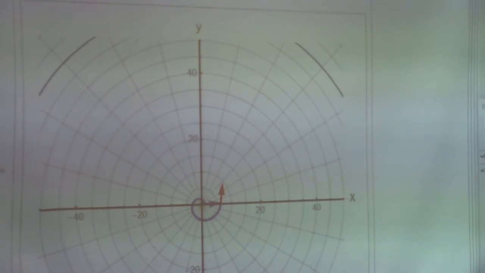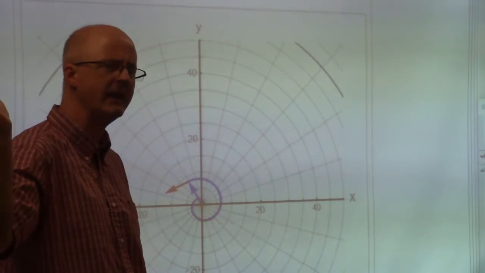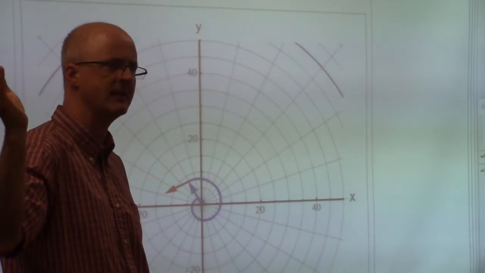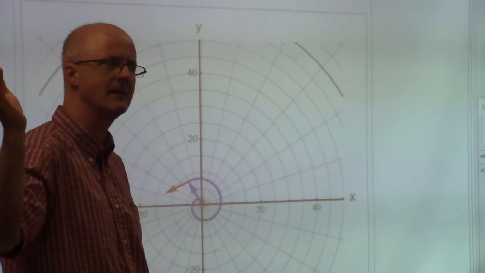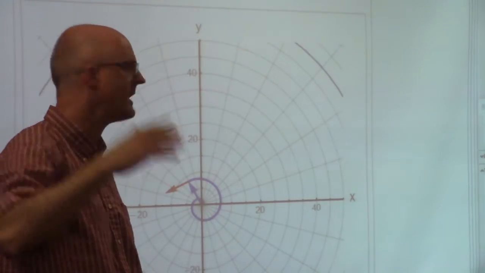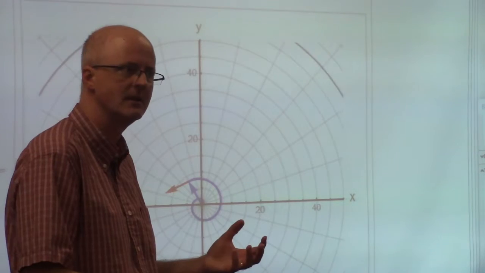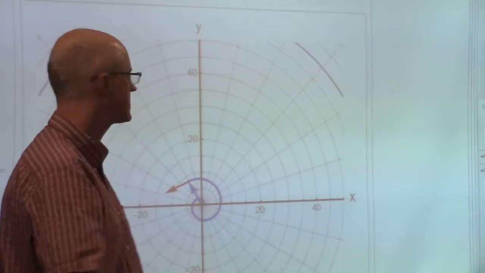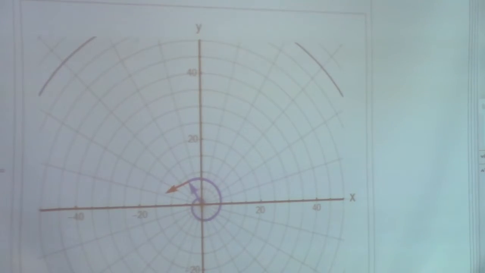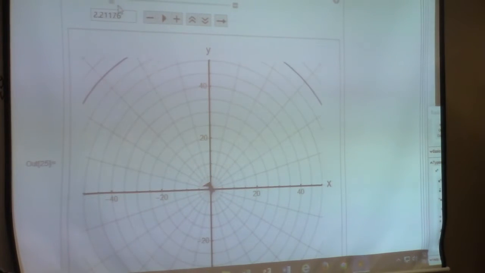But the blue vector, the position vector, also sweeps out area as theta increases. There's not an area under this graph, but there's an area swept out by the blue vector. That area swept out can be calculated pretty easily, actually.